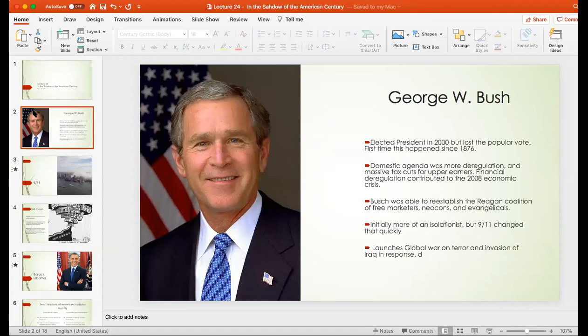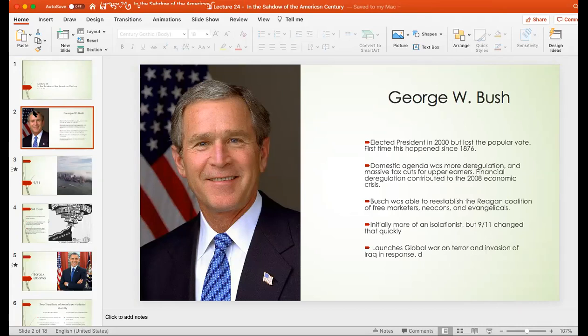Under George W. Bush's administration, the cracks are starting to appear in the American-led world order, or more specifically, the American-led neoliberal world order. Bush, as some of you know, was elected amid controversy. He was the first person to lose the popular vote and win the White House since the 1880s. But of course, he won the Electoral College.